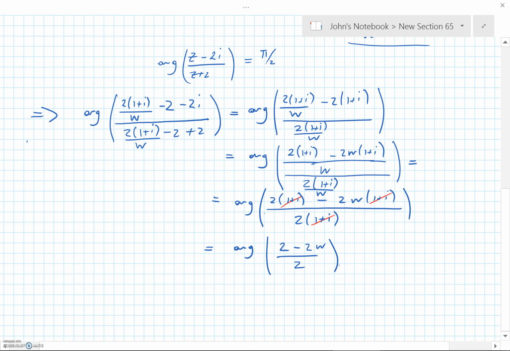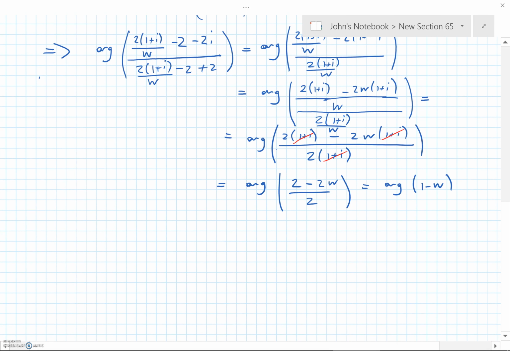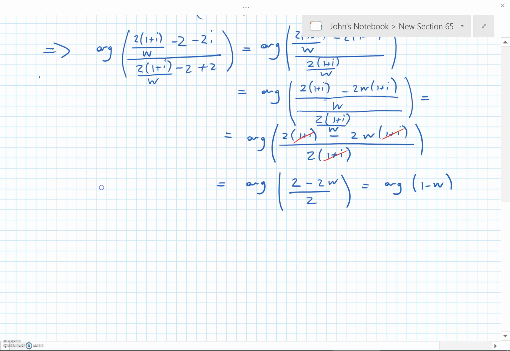Right, okay, so how's this all going to work? Let's factorize that. So that's going to be the argument of 1 minus w. So let's go back to the original thing. It's still not done yet, still a bit of work to do, and I told you this wasn't for the faint-hearted. The argument of 1 minus w is equal to pi by 2.